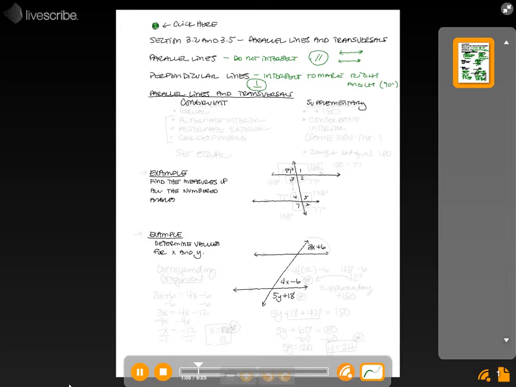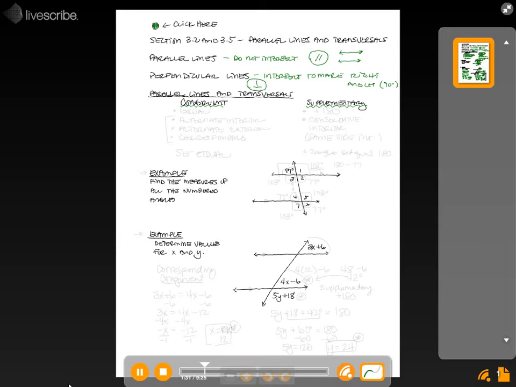Now, parallel lines and transversals, they have some special relationships. Those four relationships we learned in 3.1: consecutive interior, alternate interior, alternate exterior, and corresponding. When there's parallel lines and the transversal cuts those parallel lines, those angles fall into one of two different categories. They could either be congruent or they can be supplementary.